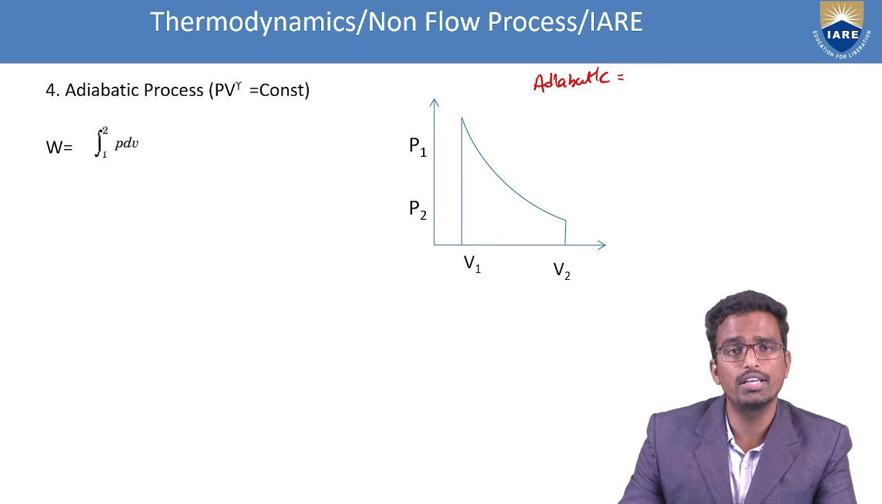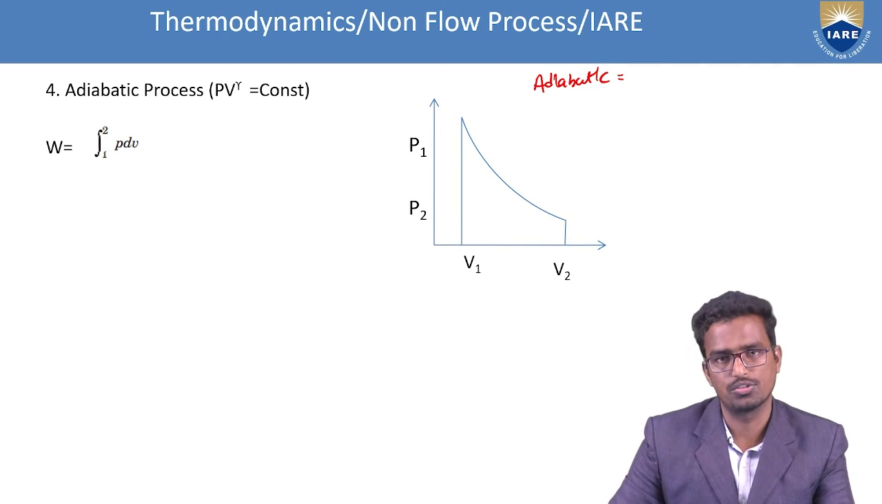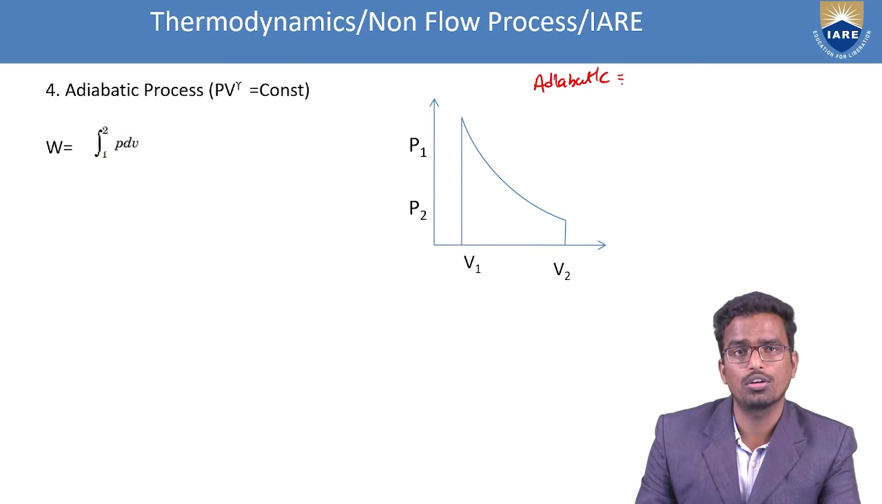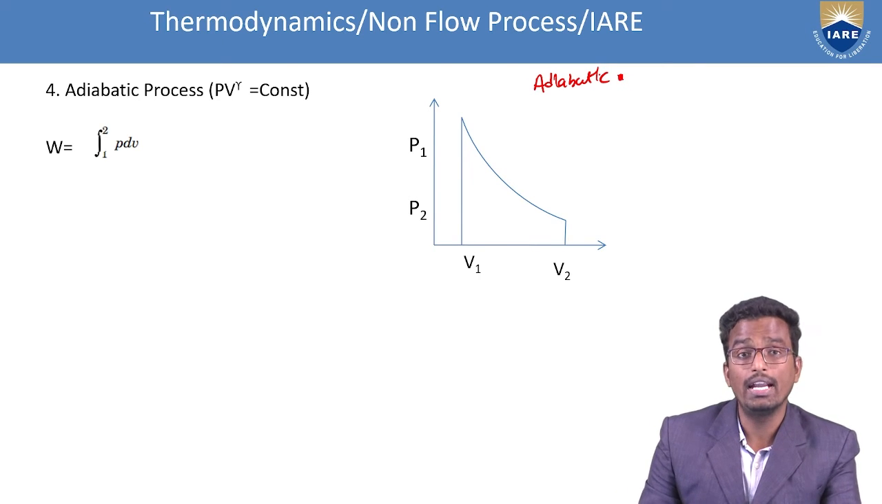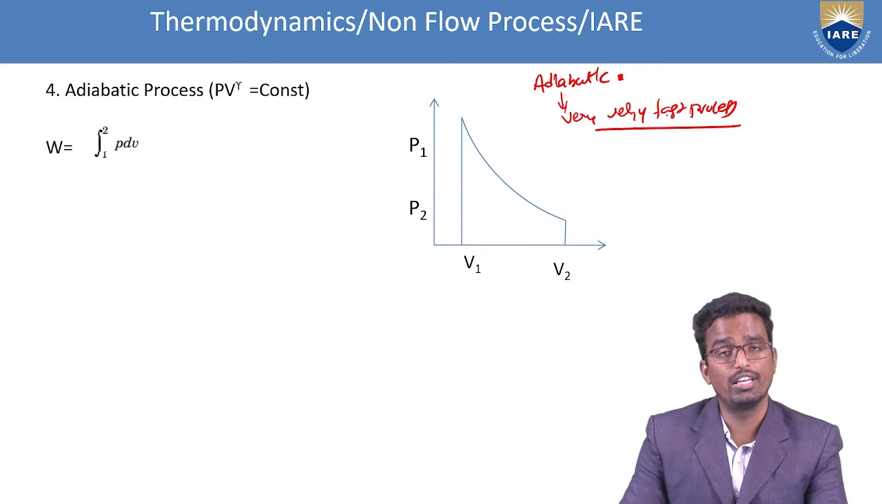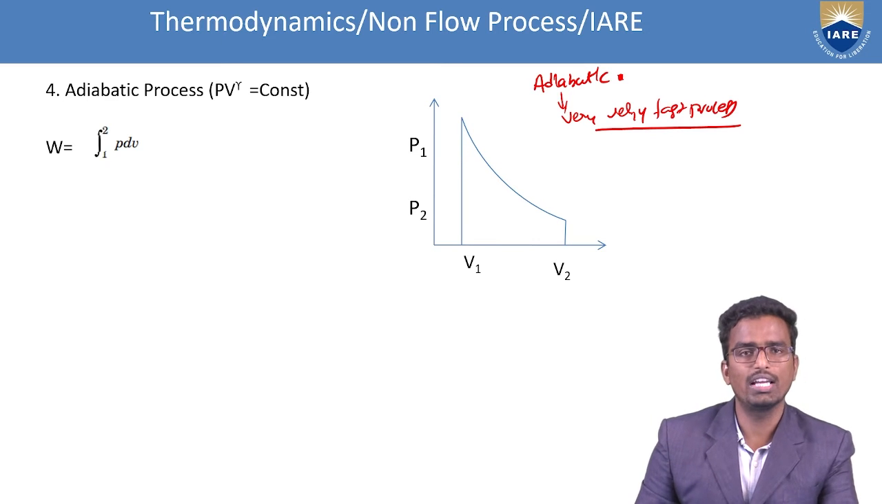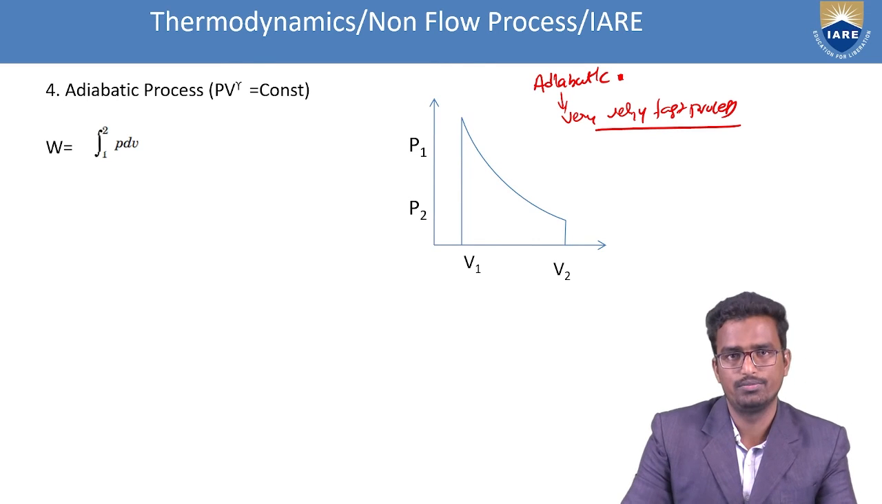It is an isolated system type of thing, but inside, the mass flow will take place. That is a system you can call an adiabatic system. And we also know that the adiabatic process is a very, very fast process. So if any system works very, very fast, we can say that it is an adiabatic system. So in an adiabatic system, what is the work?